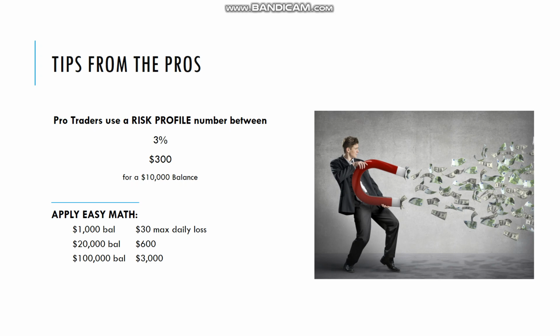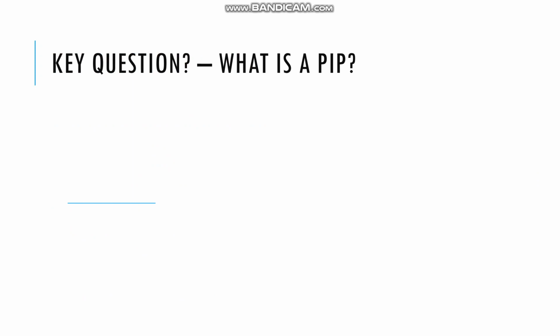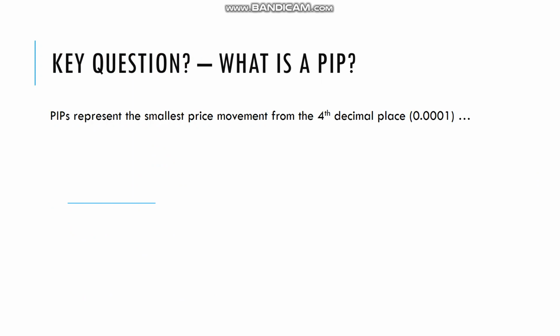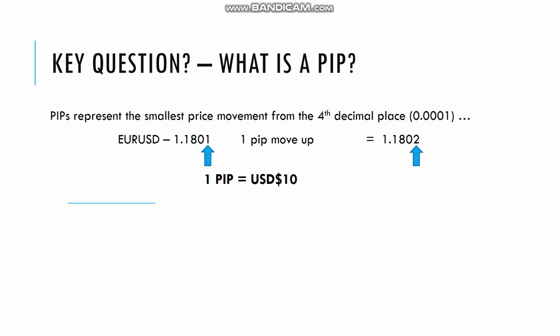Great. Next up, let's convert your risk profile number into the jargon currency that pro traders use to measure their daily trading progress, called pips. First, what's a pip? In this example, pips represent the smallest price movement from the 4th decimal. Hence, if the euro dollar was priced at 1.1801 and it were to move up 1 pip, the new price would be 1.1802. For this specific pair, the euro dollar, a 1 pip move represents a gain or loss of $10.